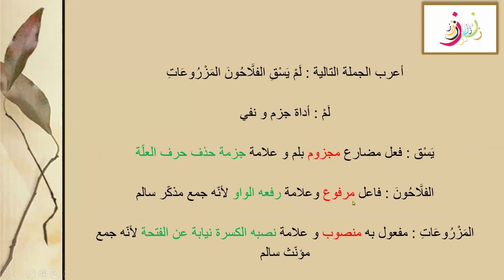This is a very beautiful example of all the majzoom, marfu' and mansoob states. You can see these are all alamat i'rab far'iyya. لم يسقِ الفلاحون المزروعات. Here, lam, this sentence starting with lam, is adat jazm wa nafi, and we can see here yaski, from saka, yaski here is fi'l mudari majzoom bilam. The fi'l mudari is majzoom because of the lam.